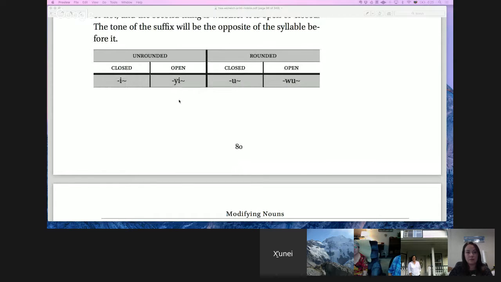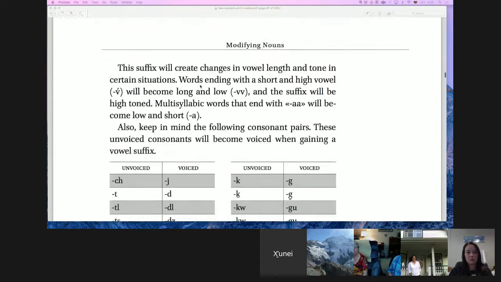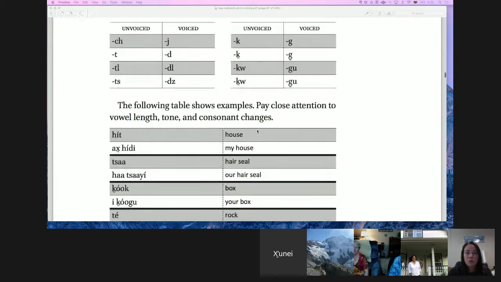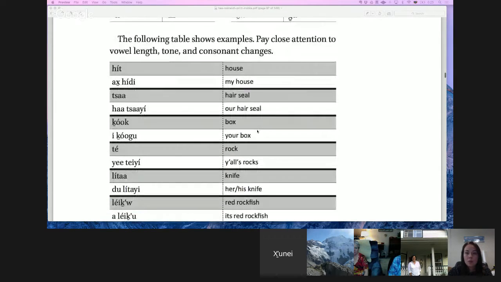So then we talked about these rules for the suffixes. You get rounded and unrounded, which tells you it's going to be an I or a U. We also have unvoiced consonants that will change to voiced consonants. There's a list of them. CH to J, T to D, TL to DL, TS to DZ, K to G, underline K to underline G, KW to GU, underline KW to underline GU.